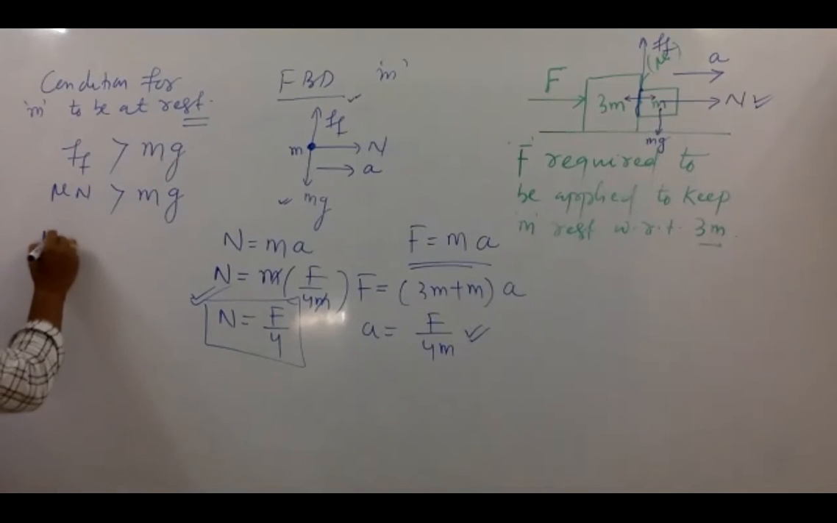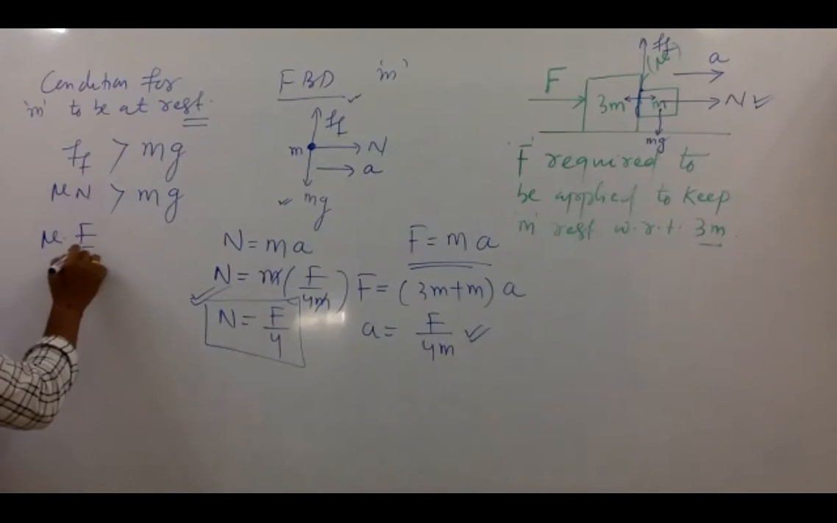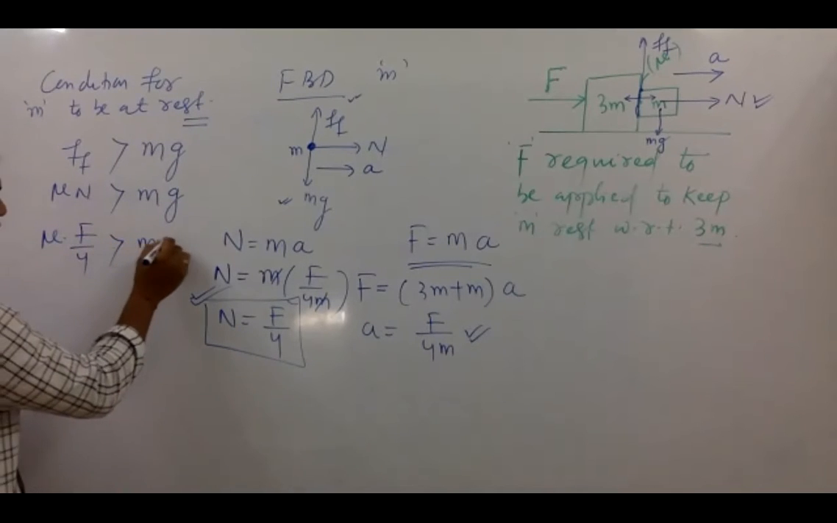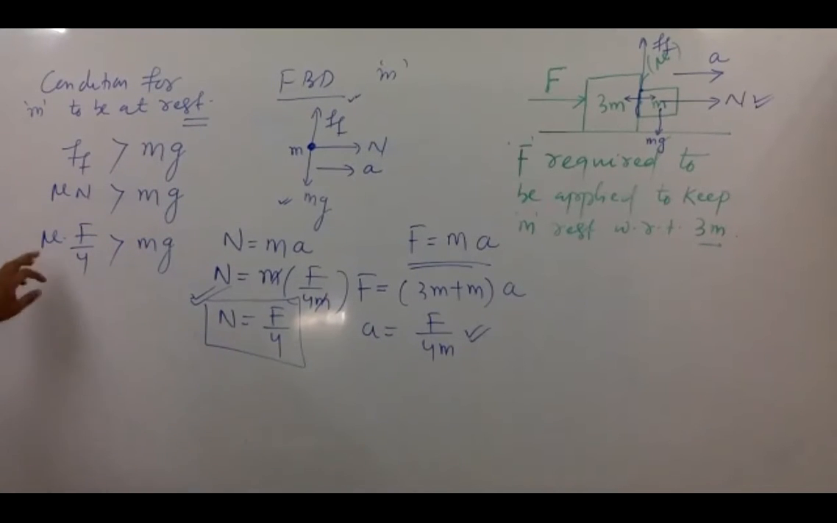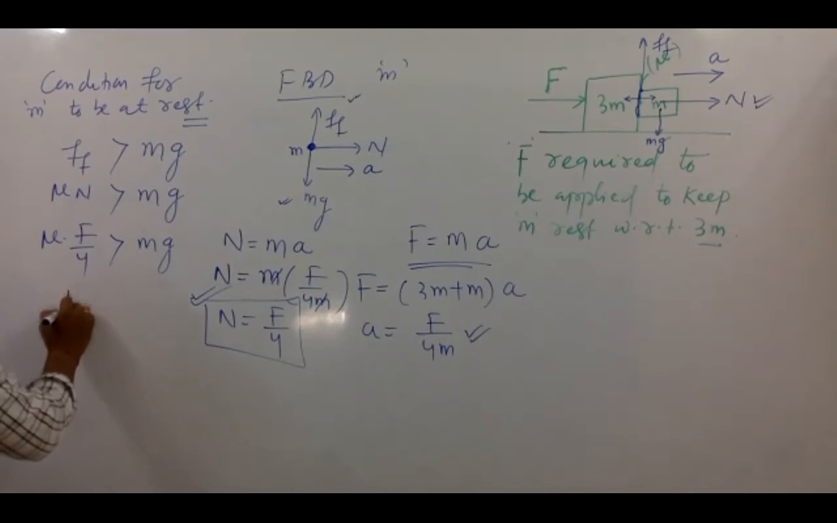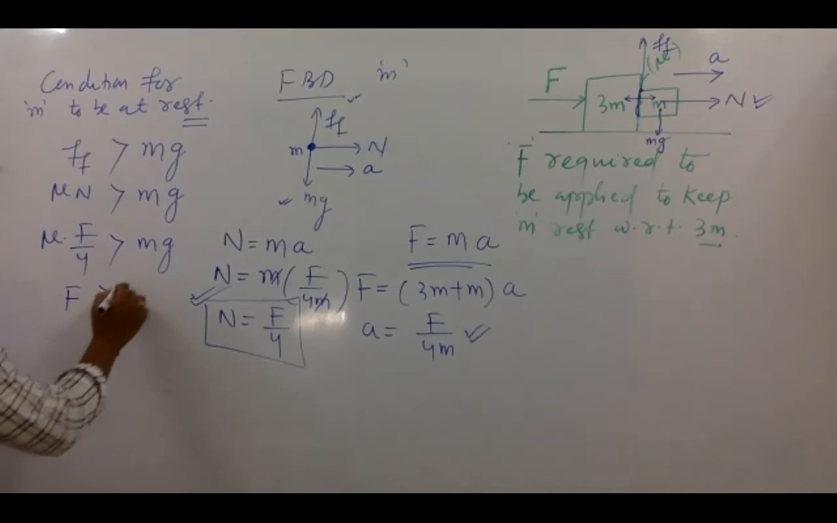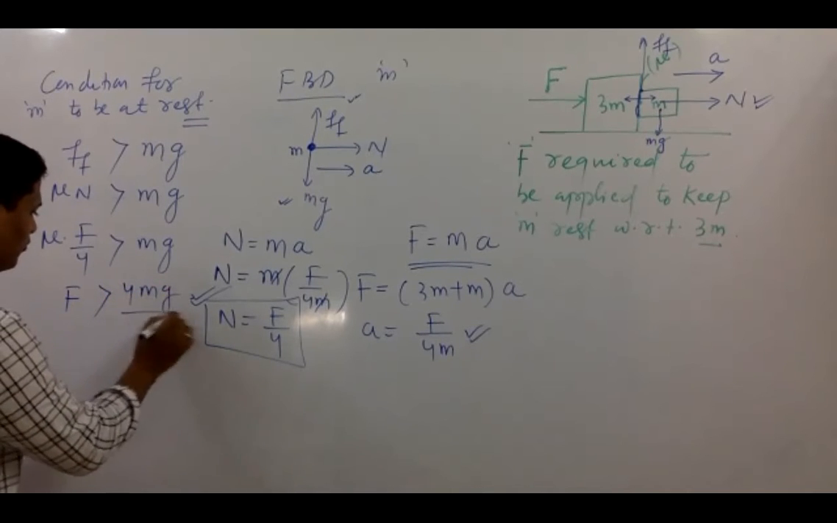So here mu is there, and N is equal to how much? F by 4, right? That should be equal to mg, correct? So normal mu into F by 4 should be greater than or equal to mg, students. It is asking what the condition is, what should be the value of the force. If I keep the applied force this much, this will be 4 mg by mu, right?